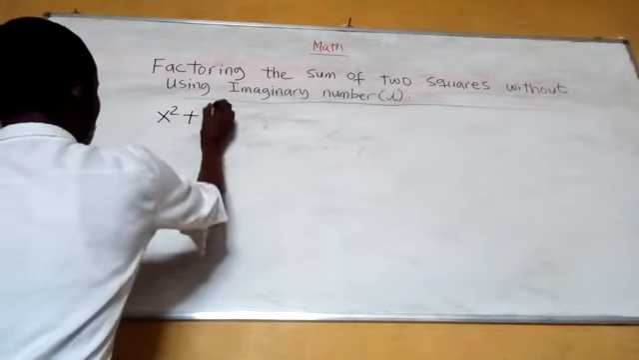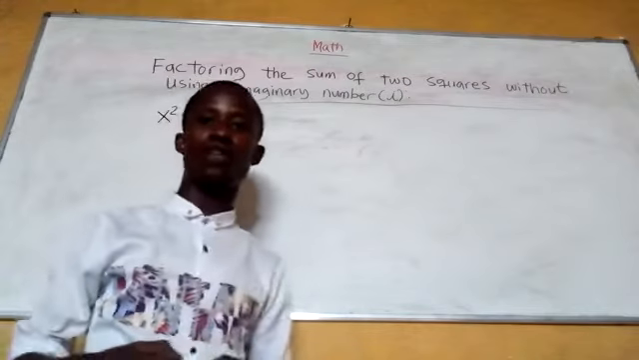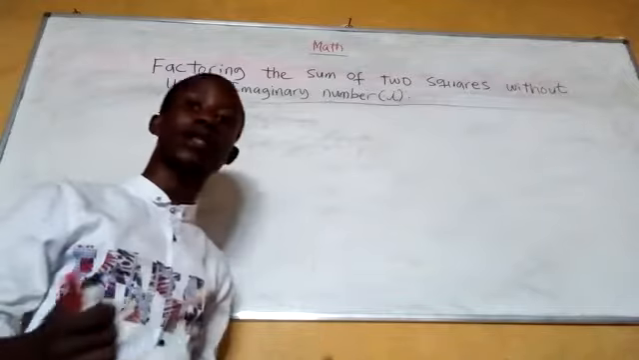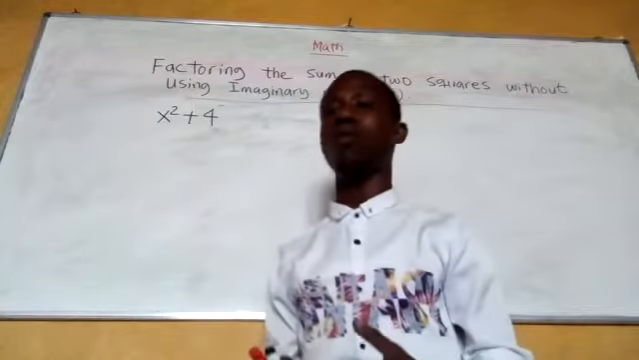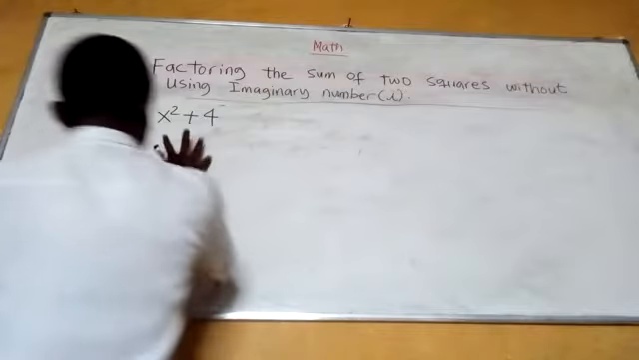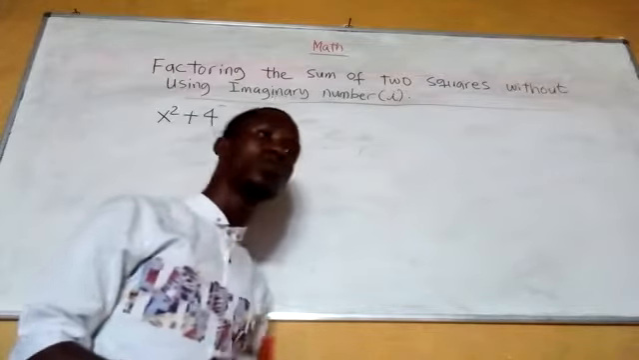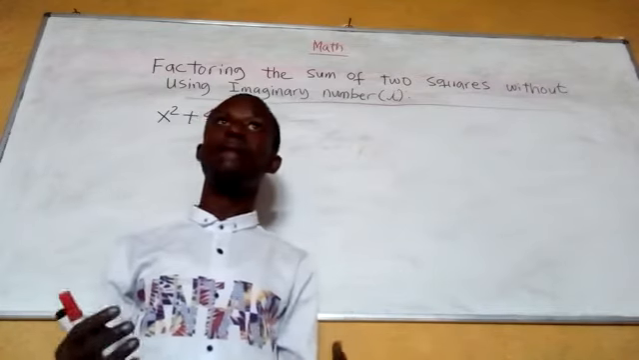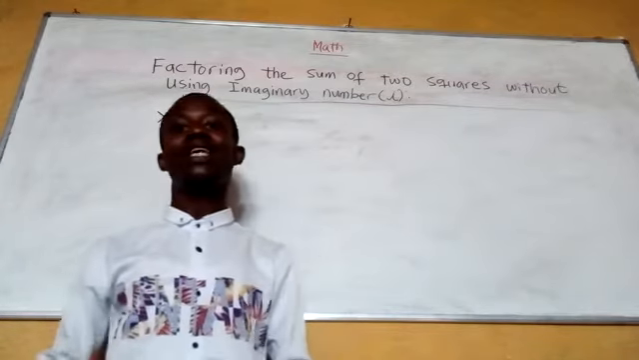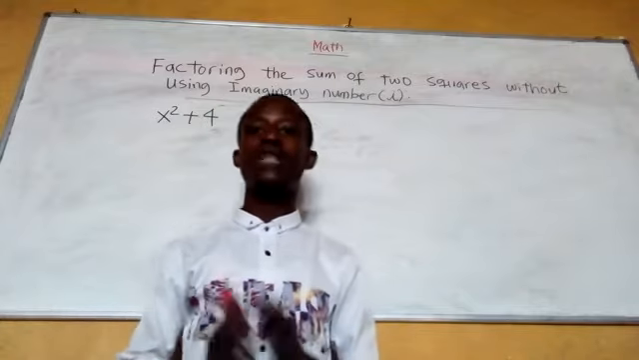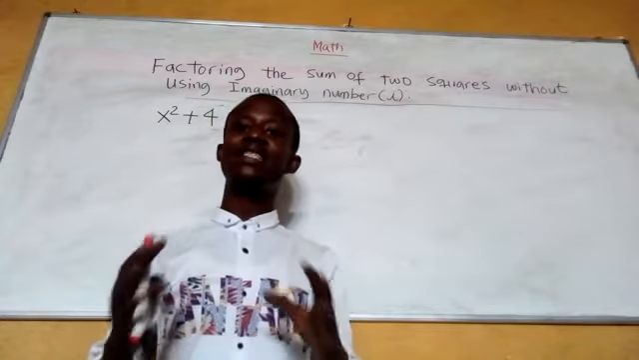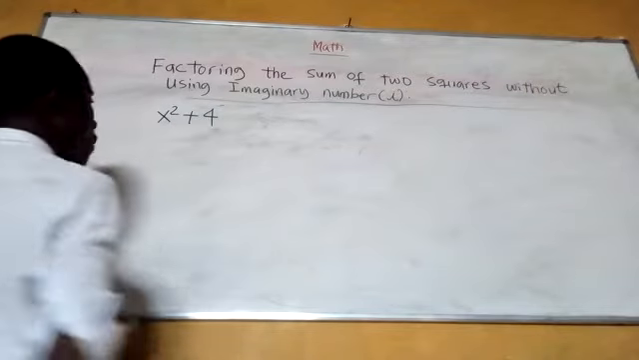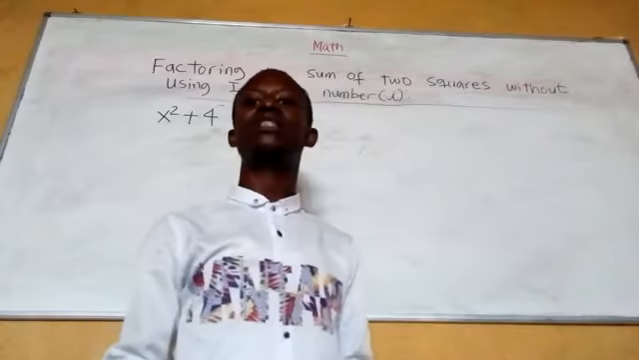Let's consider x squared plus 4. This is an example of the sum of two squares. We are going to factorize it without the use of imaginary number i. The first and foremost thing that should be done is that we should add and we should subtract. The rationale behind adding and subtracting is for us to find a trinomial that can easily be factorized. So in this problem, x squared plus 4, we will be adding 4x and subtracting 4x.